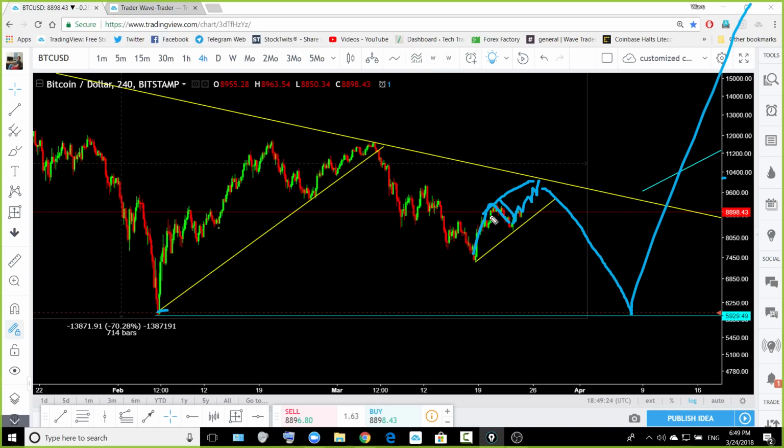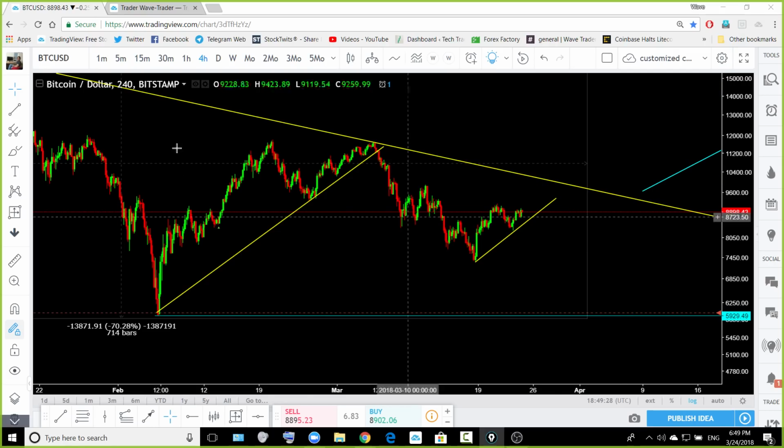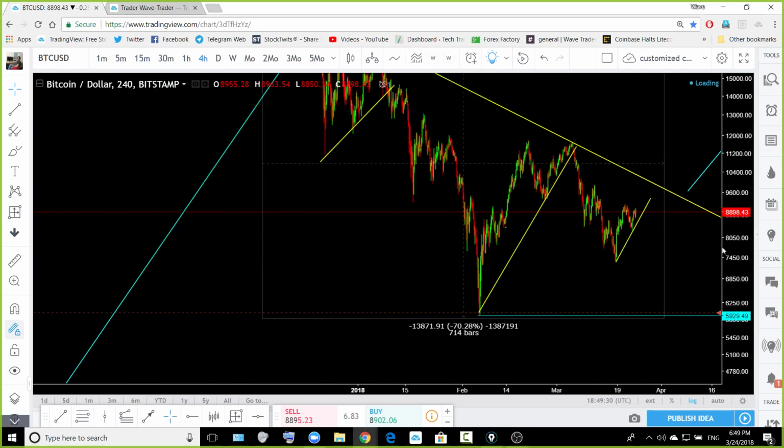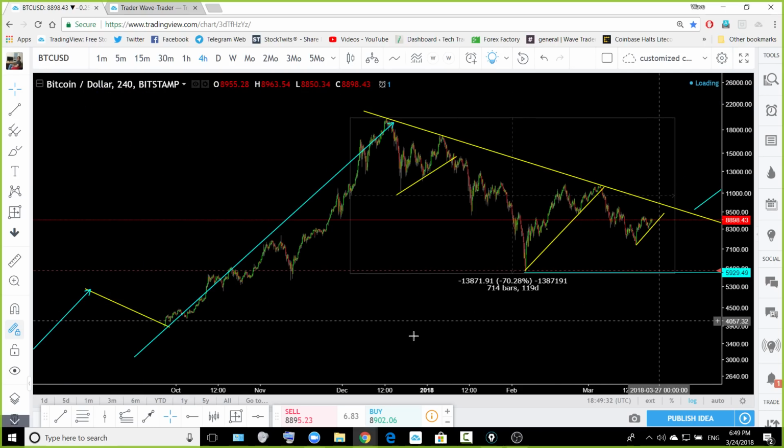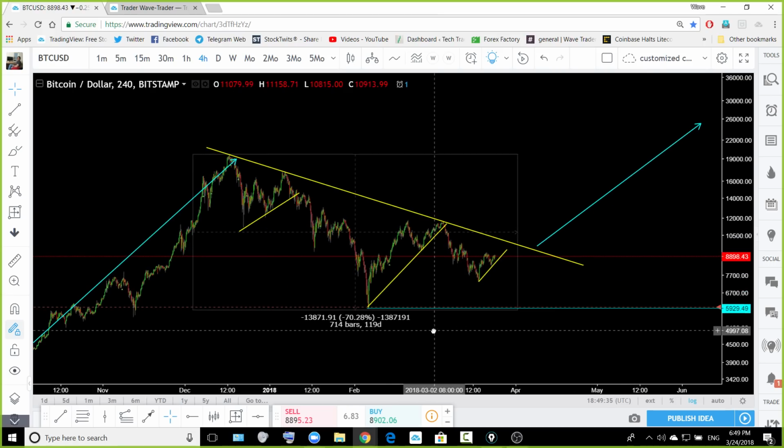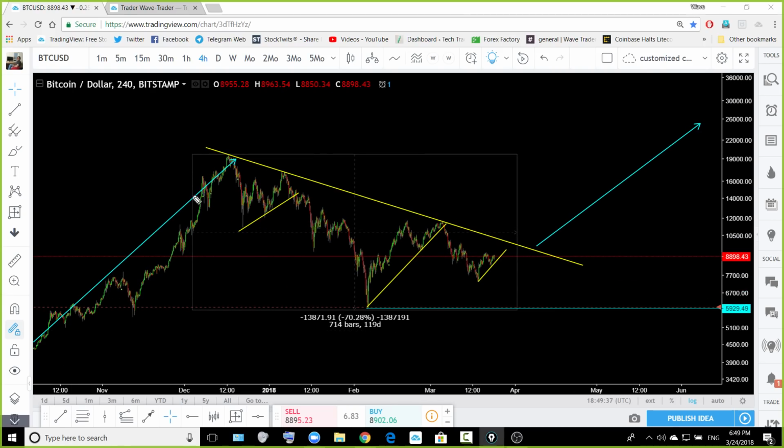If you're buying at the current price, make sure you trade carefully. This correction is going to break up, definitely, without any doubt. It's a matter of time.